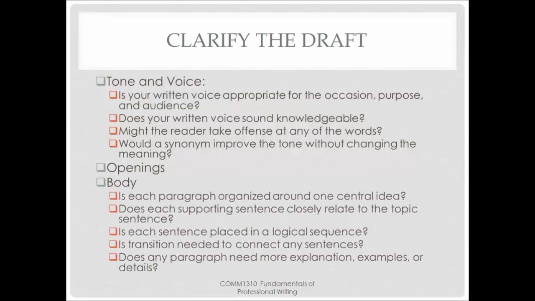Next, check each paragraph and sentence for smooth transitions, clarity, and sentence sense. Does each paragraph flow from one to the next? Is each paragraph organized around a central idea that ultimately supports your argument or thesis? Does each sentence stay on topic, make sense, and say exactly what you mean?